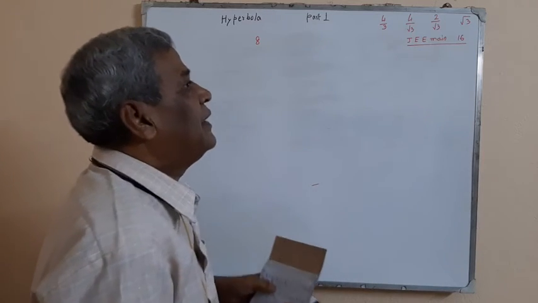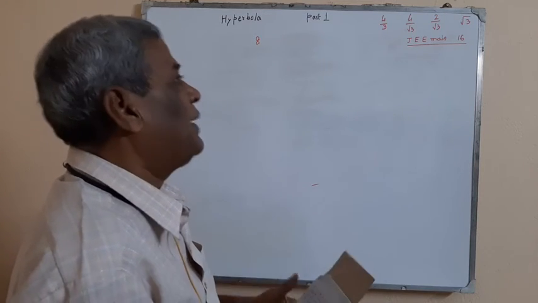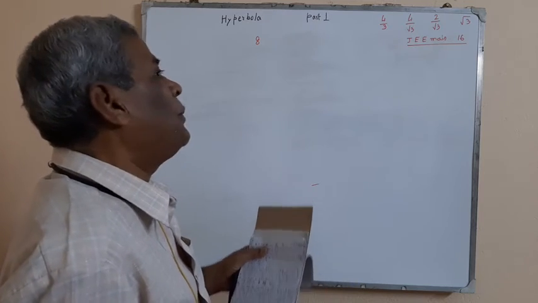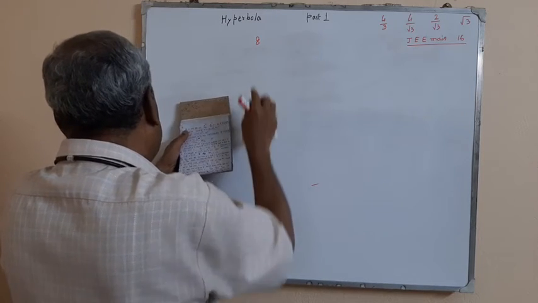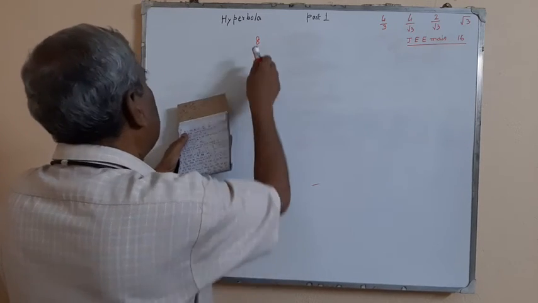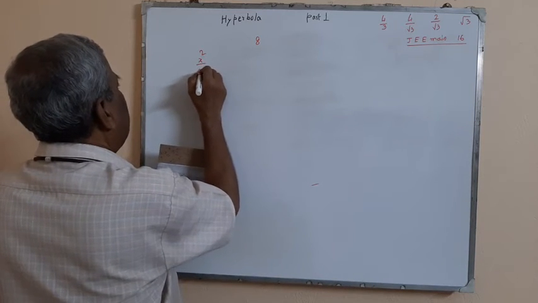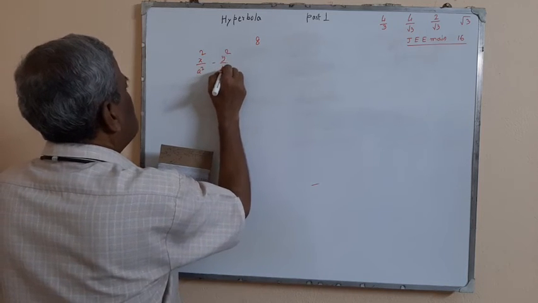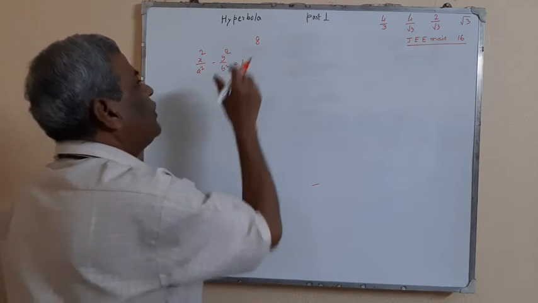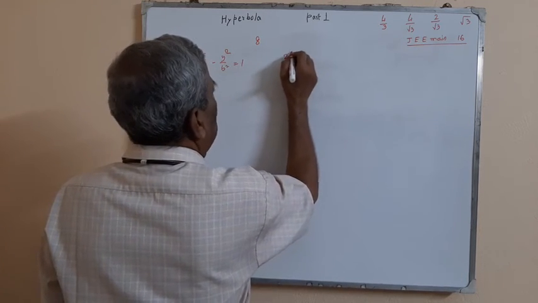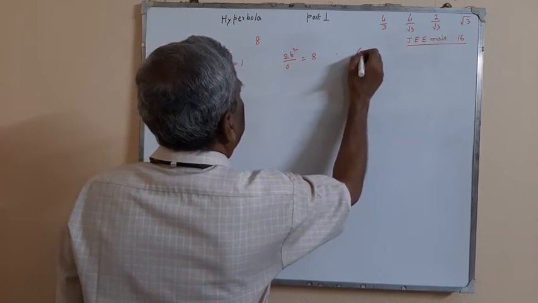Okay. Here the problem is about a hyperbola and two pieces of information are given. Number 1, its length of latus rectum is 8. Suppose that the equation of the hyperbola is x square by a square minus y square by b square is equal to 1. So from the first information, length of latus rectum is 8, that is 2b square by a is equal to 8. This is number 1.